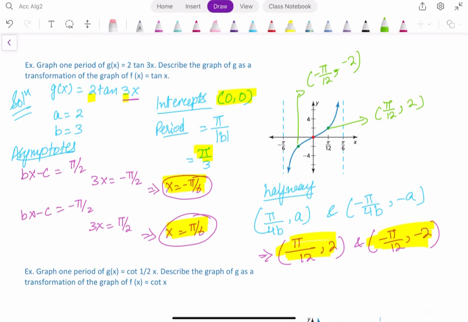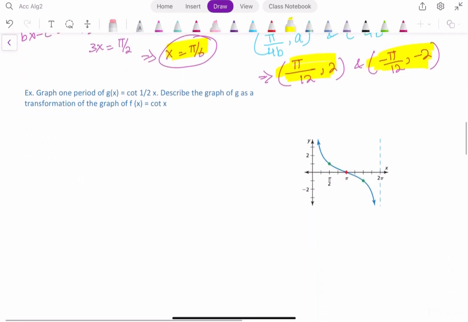Right. So let's take another example with the cotangent function, and we will calculate each and everything. But let's label the asymptotes first, which are pi sixth and negative pi sixth. I hope the tangent function was clear. Now let's move ahead with another example.